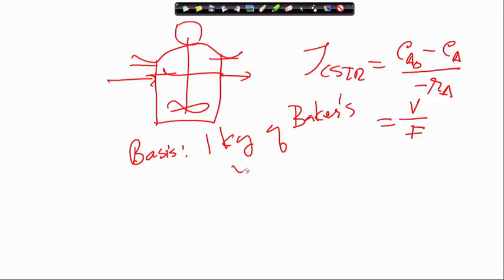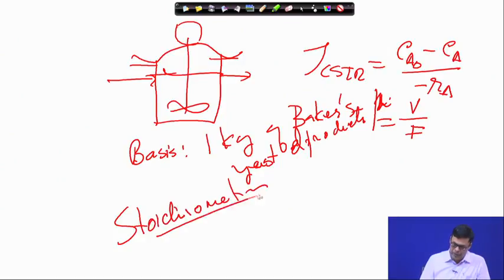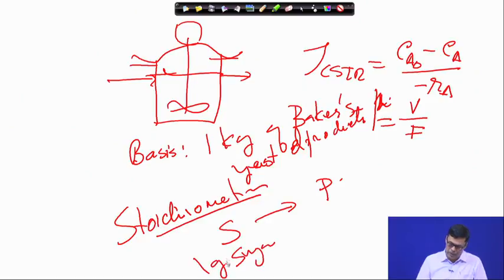Baker's yeast production per day. Let us assume per day or whatever you have, per hour, you can say per hour, whatever you have. Now, if we assume that, then first we shall have to find out the stoichiometry. What is stoichiometry? That is how much substrate gives how much product. In the case of Baker's yeast, suppose you use sugar as a raw material. So 1 gram of sugar produces approximately 0.5 gram of cell.